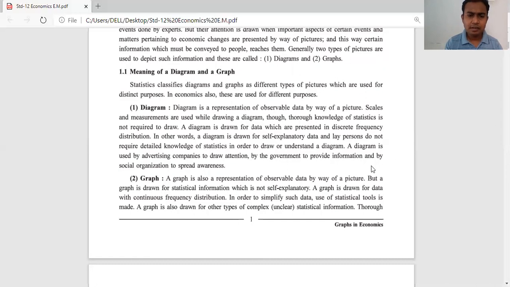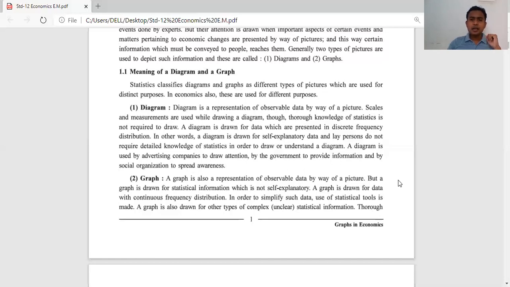Then we have the graph. Now a graph is different from a diagram. A graph is also a representation of observable data by way of a picture, but a graph is drawn for statistical information which is not self-explanatory. When you are drawing a graph, you have to use some statistical information and some statistical tools, because a graph is drawn to give statistical information. You need to have some basic knowledge of statistics to draw a graph.